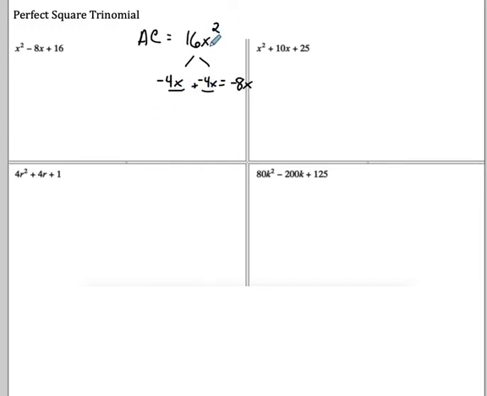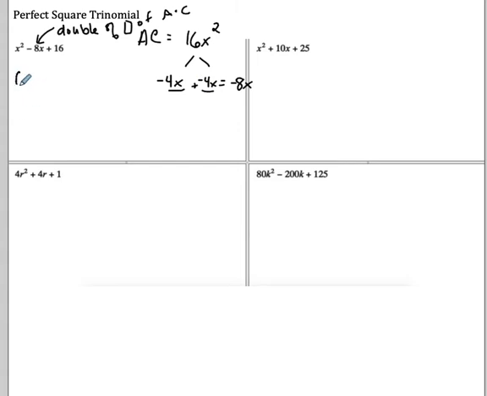Another way to look at it is if I were to take the square root of this a times c, right? The square root of 16x squared is 4x. And double that, right? So 4x doubled gives me this central term. So this is the double of the square root of a times c. Okay. And now you do need to be a little bit careful with the signs, right? Because the square will always be positive, but the central term could be negative like it is here, which means that you're going to deal with a negative 4x and a negative 4x.